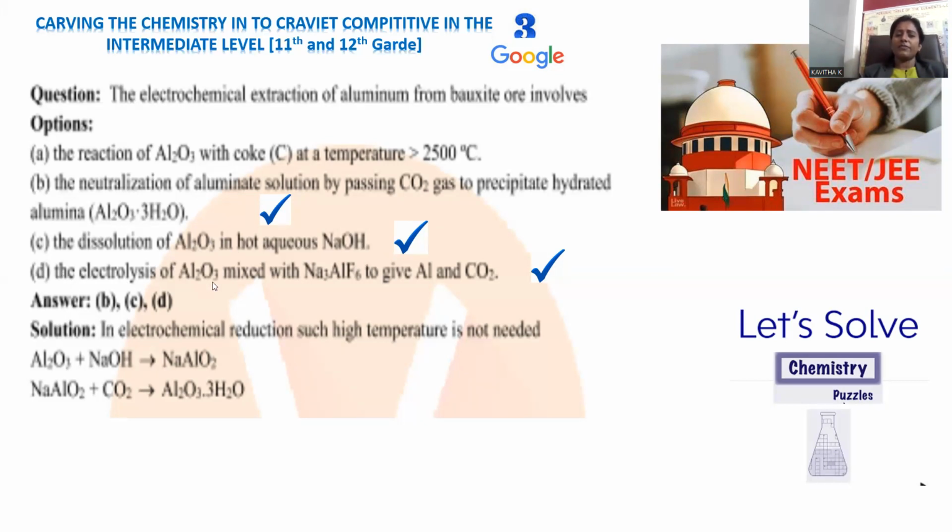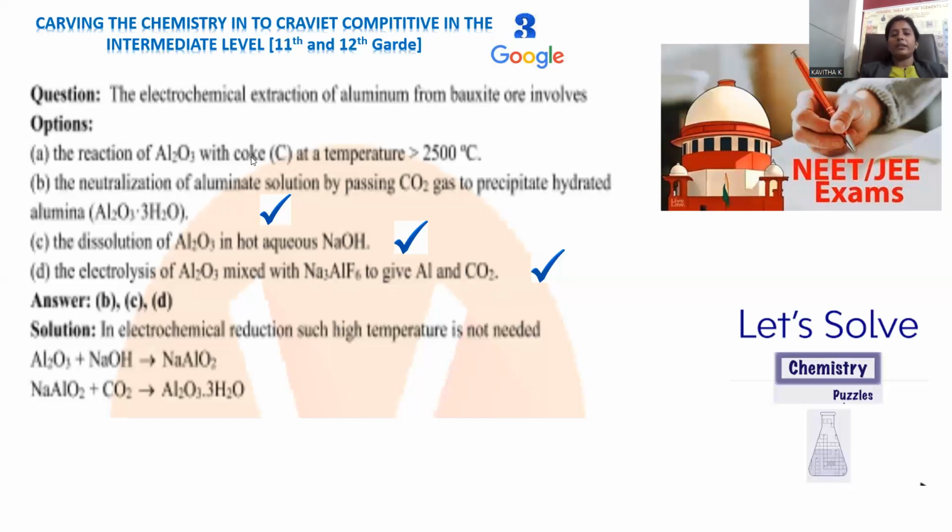The electrolysis of alumina mixed with sodium aluminium fluoride, this is called what? Cryolite, right? Cryolite, to give aluminium and carbon dioxide. Okay, so this is also a correct answer. We will see how we can explain all these. Why the first answer is incorrect, we will discuss.